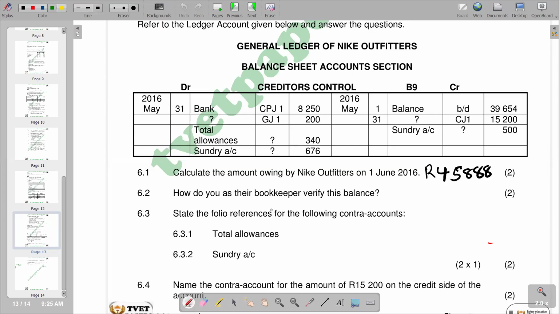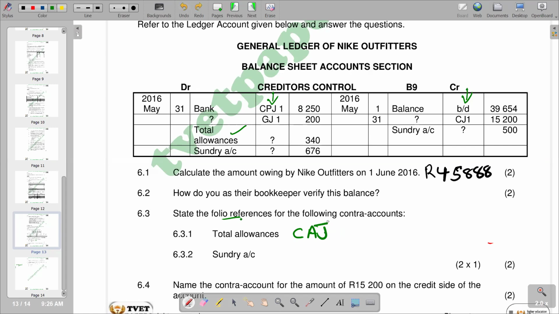The next question is: state the following references for the following control accounts. We've got total allowances. The references we are referring to are in this column on the debit and credit side, and this represents the journal or book of original entry that we are supposed to reference. For total allowances, we get the information in this regard. We have the creditors control, so it has to be the creditors allowance journal. Creditors allowance journal 1 is indicated here. There is a code of 1, so we say CAJ 1. That's what we have.